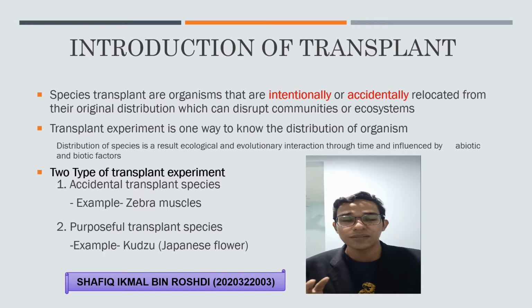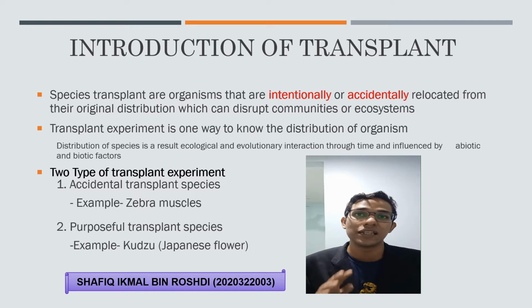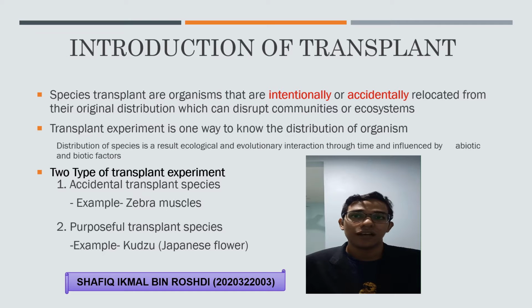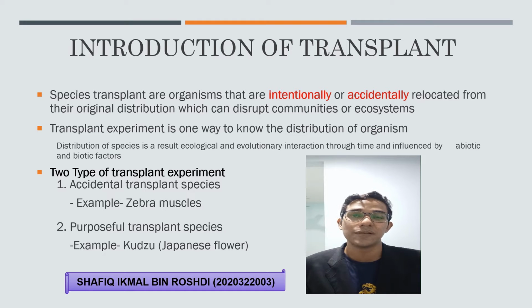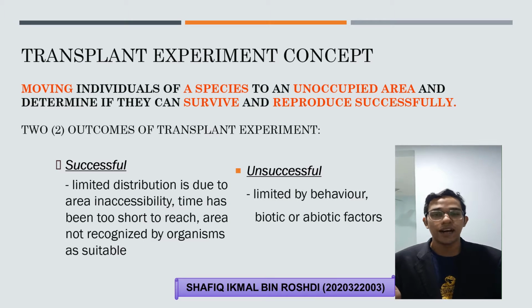There are two types of transplant experiment. First one is accidental transplant species. Second one is purposeful transplant species. Next, transplant experiment concept. Transplant experiment concept is about moving individuals of a species to an unoccupied area and determining if they can survive and reproduce successfully.